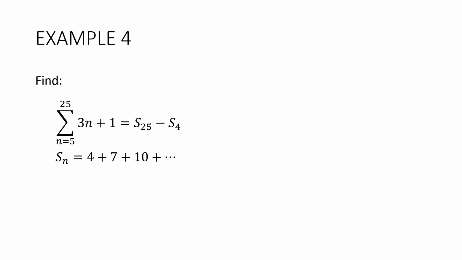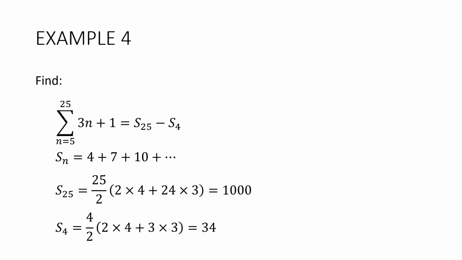We still need to generate the series, but this time I've put in n equals 1 and 2 and 3. And using our formula, the sum of the first 25 terms is 1,000, the sum of the first 4 terms is 34, and subtracting, we get the same answer.